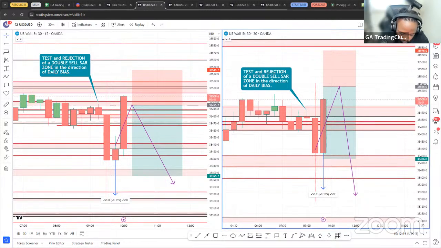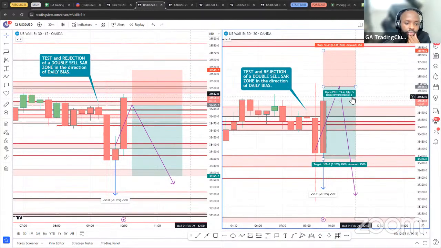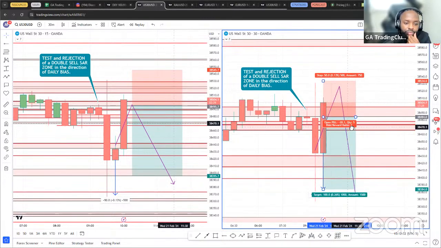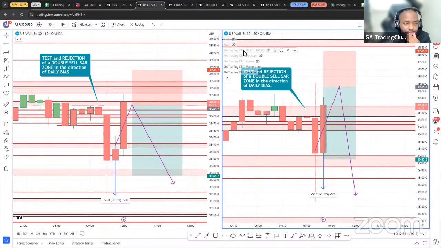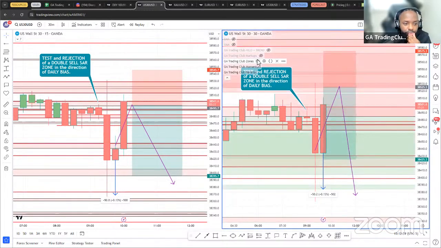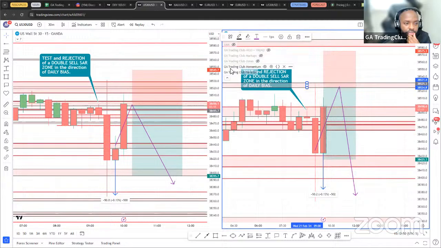All right. Come on, come on. So you can see the difference, right? The difference between entries. So we are trying to get that supply zone in there. That's what we're trying to get. This little zone in here. So anywhere in there, that's where I'm looking to catch the sell.